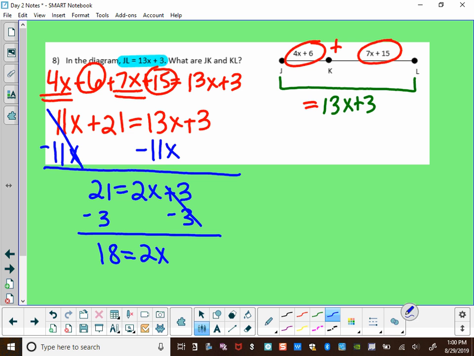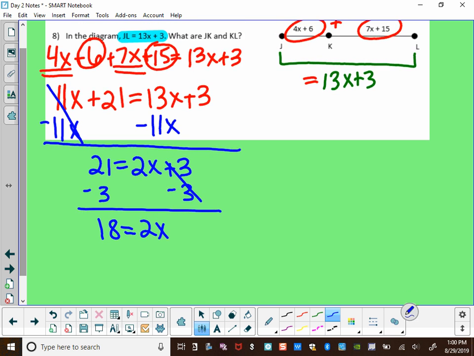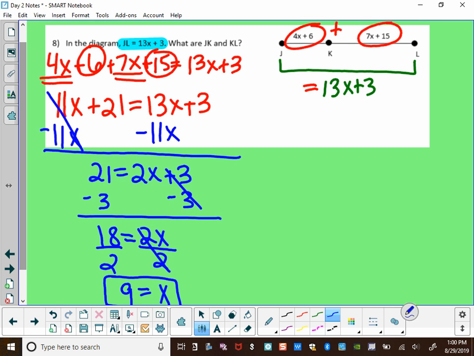How do I get the answer for x? What do I do here? Divide both sides by 2. So x equals 9. If you use decimals, you should also get the same answer. So you get it? Okay. But they didn't ask us for 9. They asked us for JK.